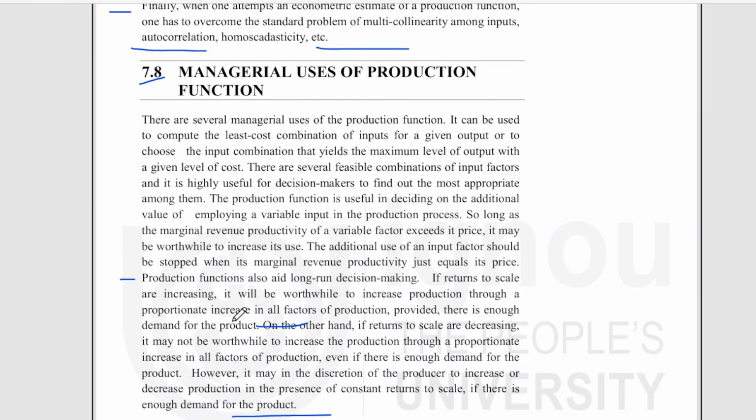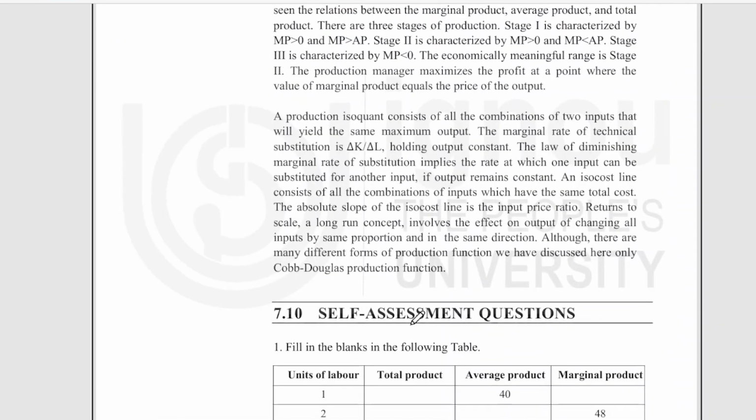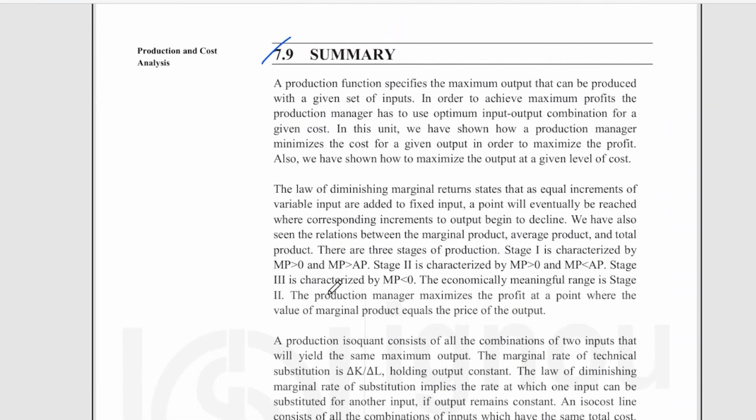So activity 2 here under this section, please try to do it. And summary of this chapter is here. Okay, so this is all about production function.